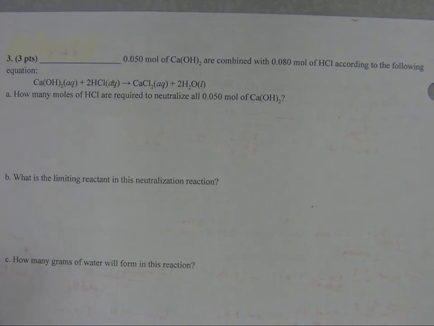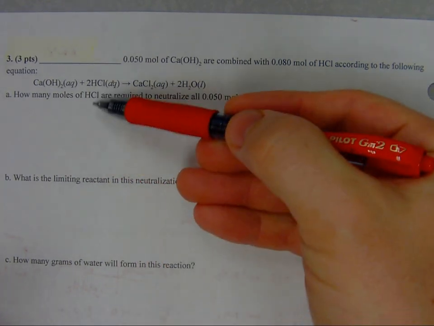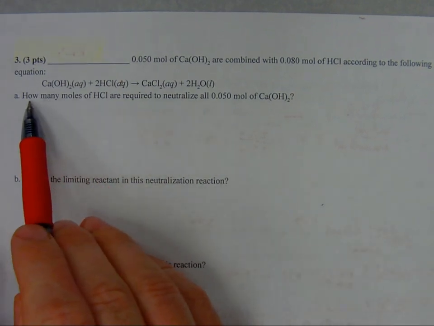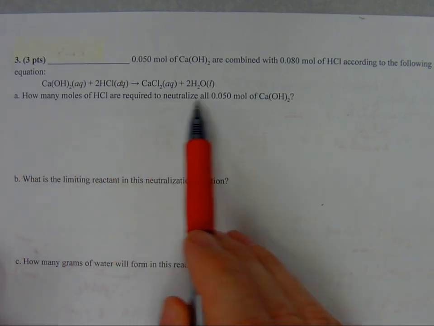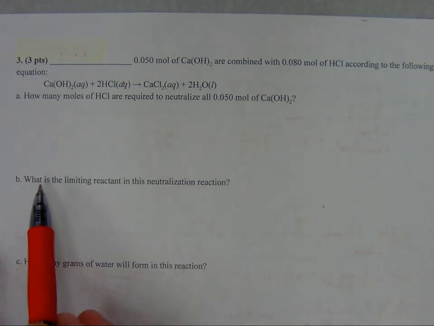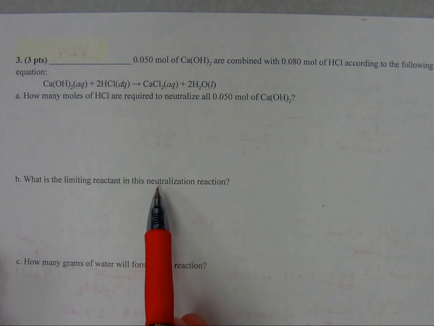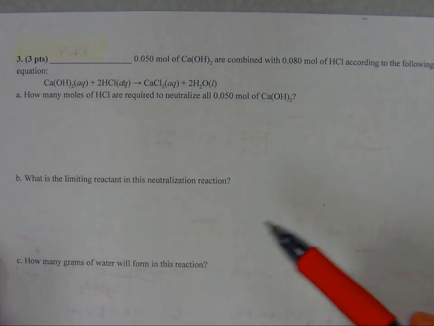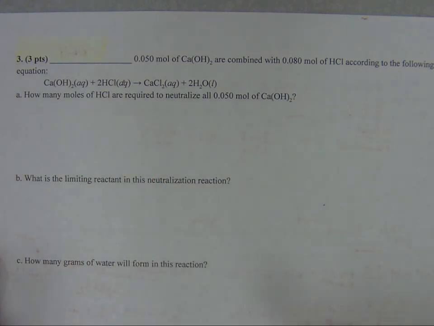Let's take a look at number 3. Here we got another multi-part question. Notice we have an A, like how many moles are required to react with this much of that particular reactant. Then we're asked, what is the limiting reactant? Right, that's a pretty standard question. Then how many grams of water will be formed in this reaction? Okay, and so these are archetypes that you will most certainly see on the quiz.